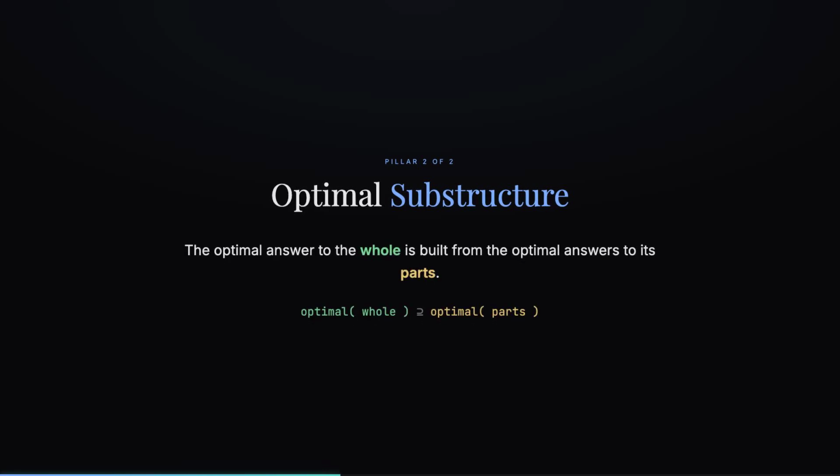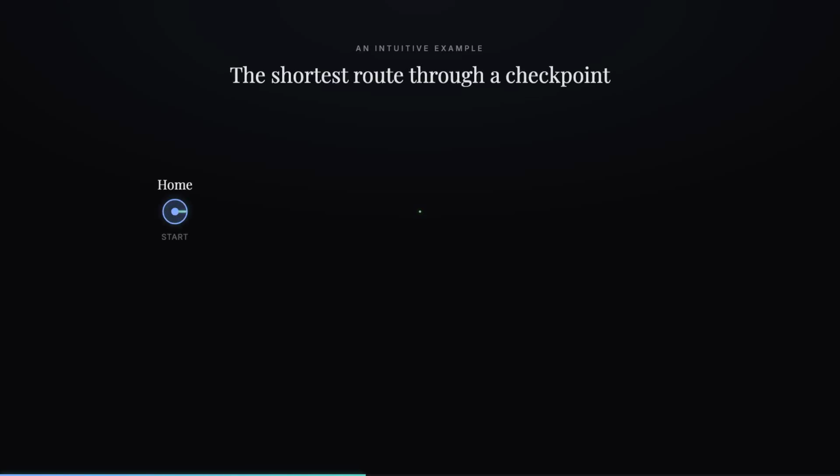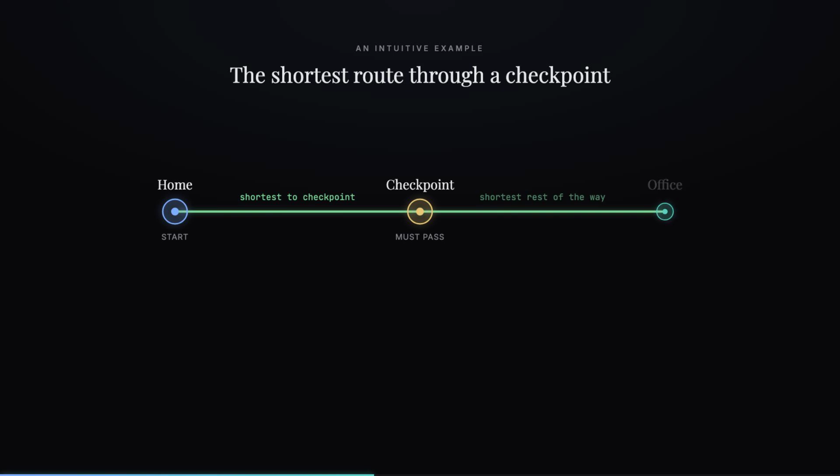A problem has it when the optimal answer to the whole is built from the optimal answers to its parts. Think of the shortest route from home to your office, passing through a checkpoint. The shortest route overall must use the shortest route to that checkpoint. The optimal whole contains the optimal parts.